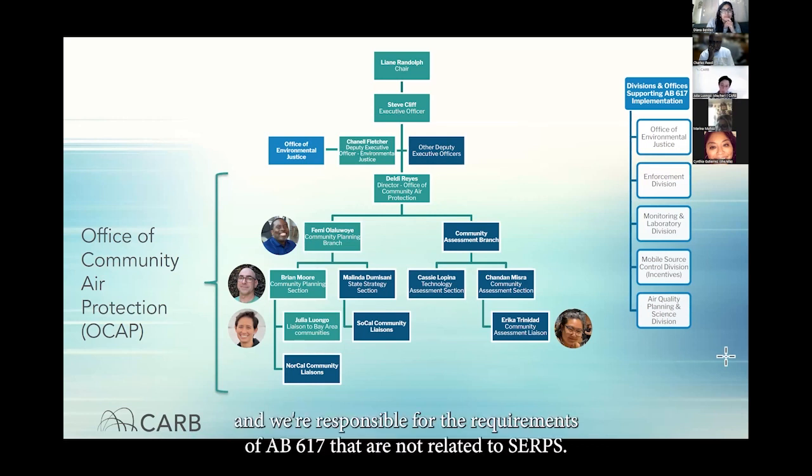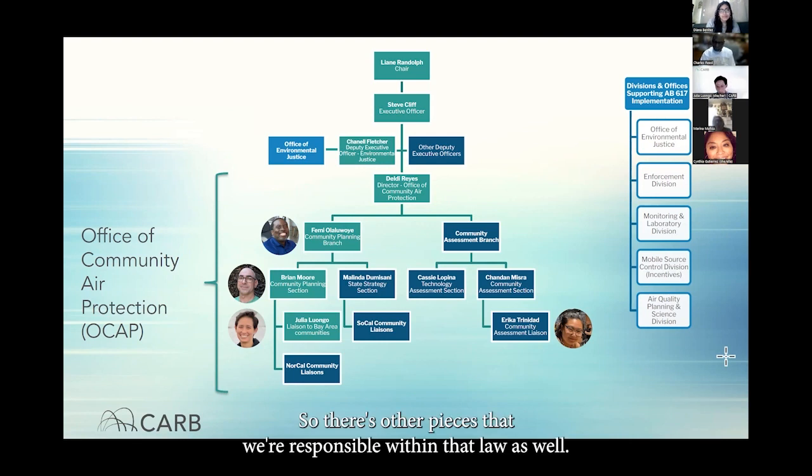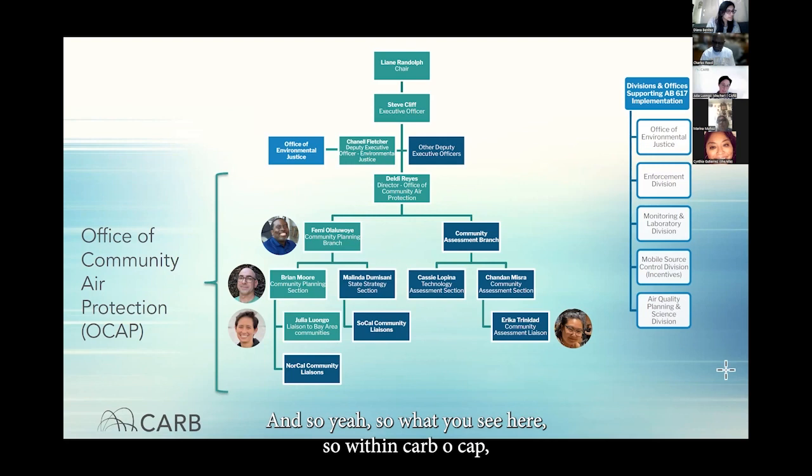And we're responsible for requirements of AB 617 that are not related to SERPs. So there's a bunch of other things in AB 617 as well. An example would be there's a criteria and toxics reporting rule. So there's other pieces that we're responsible for within that law as well. And so what you see here, within CARB, OCAP, we coordinate across several divisions to make sure we're bringing the right resources and expertise at the right time.